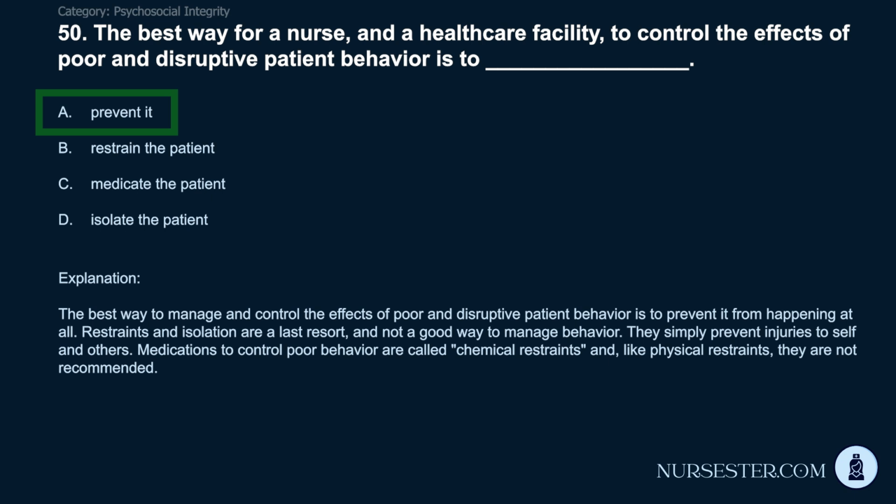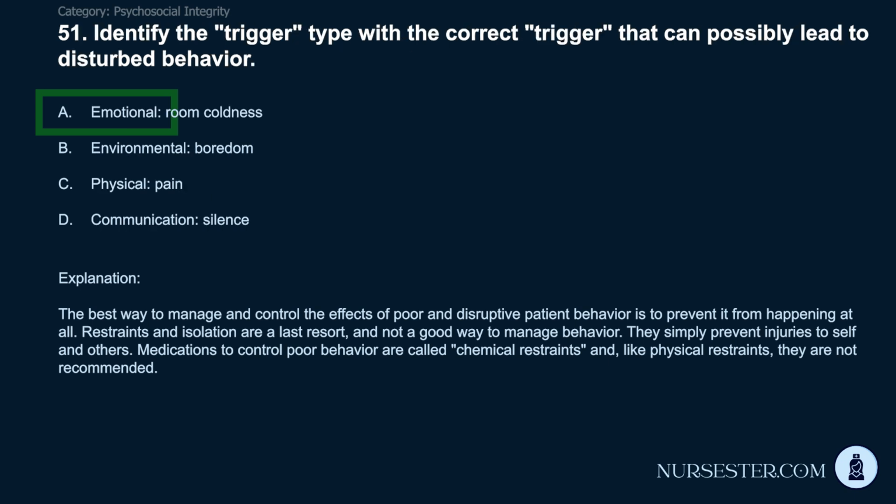The best way to manage and control the effects of poor and disruptive patient behavior is to prevent it from happening at all. Restraints and isolation are a last resort, and not a good way to manage behavior. They simply prevent injuries to self and others. Medications to control poor behavior are called chemical restraints and, like physical restraints, they are not recommended.